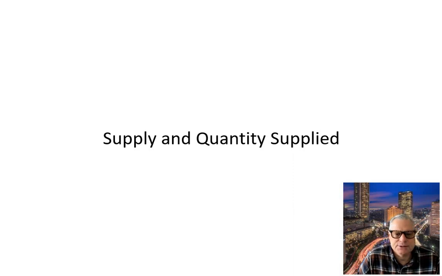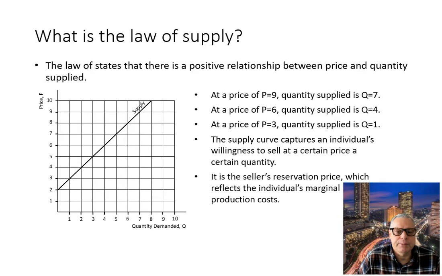All right, let's talk now about supply and quantity supplied, which is very similar to the concept of demand and quantity demanded. And we begin with the law of supply. The law of supply states that there is a positive relationship between price and quantity supplied. So when you can get a higher price, you obviously feel more encouraged to produce more.